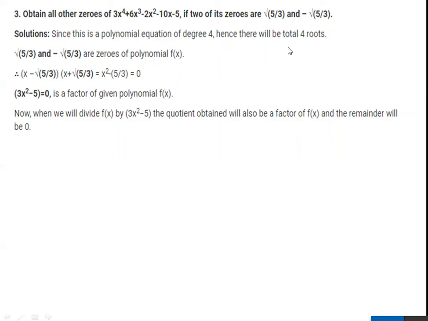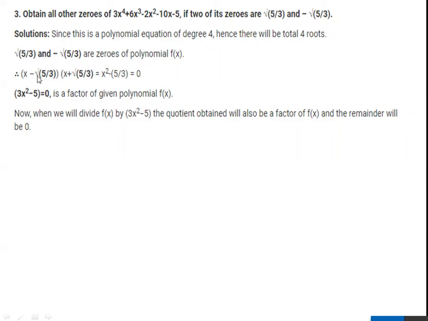Since this is a polynomial equation of degree 4, there will be total 4 roots. Here the degree of this polynomial is 4, so you will have 4 roots here. That is 4 zeros here. 2 of the roots are given to you. Root 5 by 3 and minus root 5 by 3 are zeros of the polynomial given here.